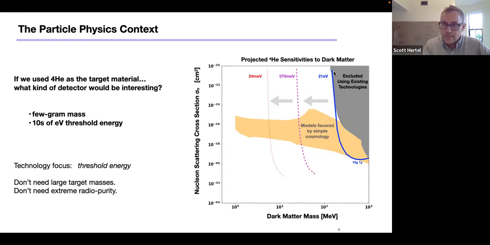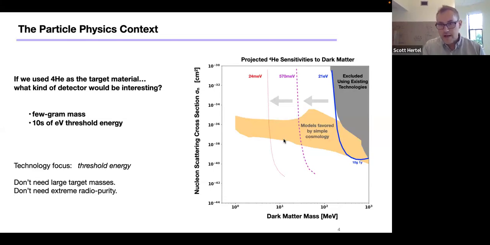If we had a helium detector with a 20 eV threshold, and say 10 grams for a year, then we would be probing significantly new phase space in a region that's pretty easy to defend from cosmological arguments. And then if we pushed that threshold lower and lower, we would push lower and lower in our mass threshold on this axis and probe more and more of these models that are favored by simple cosmology.